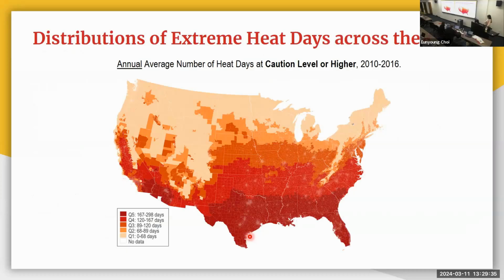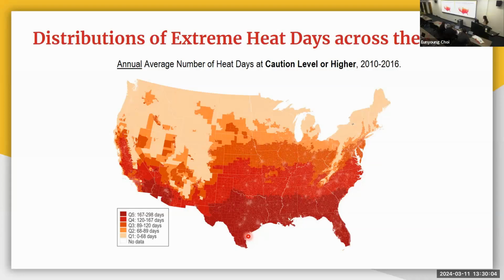So now, getting to the exciting part. This shows the distributions of extreme heat days across the United States. This is an annual average number of heat days at the caution level or higher using the data from 2010 to 2016. And this is before merging it with the sample. So this is across the United States.